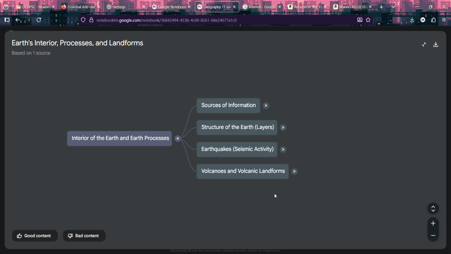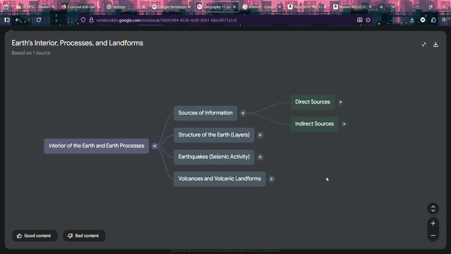So this is a summary for the chapter Interior of Earth and Earth Processes. The summary mind map is basically the same thing. So the first is the source of information about the Earth crust, about how Earth is made.